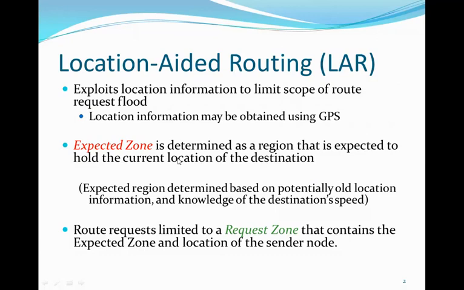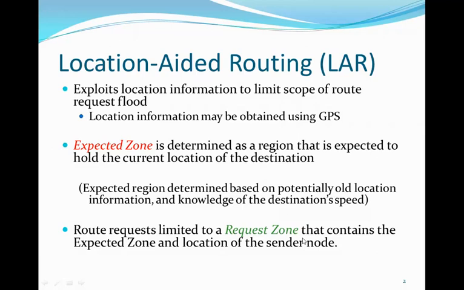This region is determined based on the potentially old location as well as the knowledge of the destination's speed. As I told you earlier, you should know the old location of the node and then in which direction it is moving. A route request limited to the request zone should contain the expected zone and the location of the sender node.